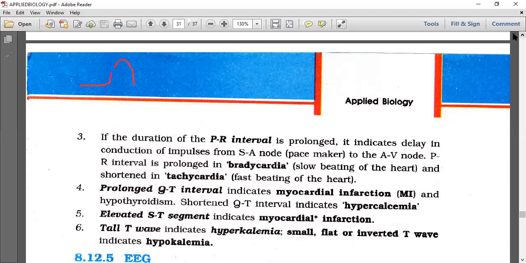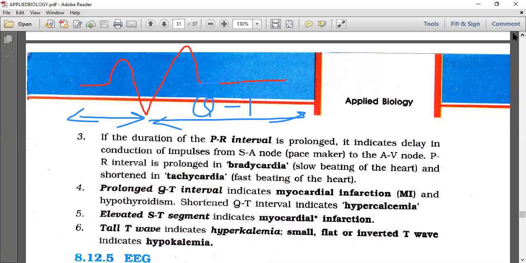Next, QT interval. We just talked about the PR interval, and next is QT. I'll show you once what the PR interval is. This is the PR interval, and the second one is the QT interval. So what is the QT interval related to? The QT interval is related to ventricular systole and ventricular diastole, isn't it? So any problem in the QT interval, a prolonged QT interval, indicates myocardial infarction and hypothyroidism. Myocardial infarction, a kind of heart disorder, and hypothyroidism.